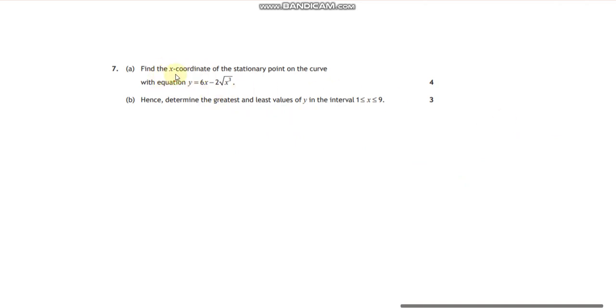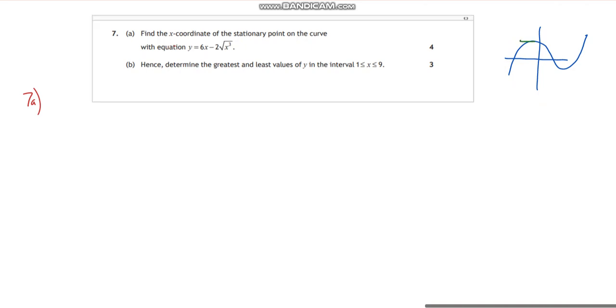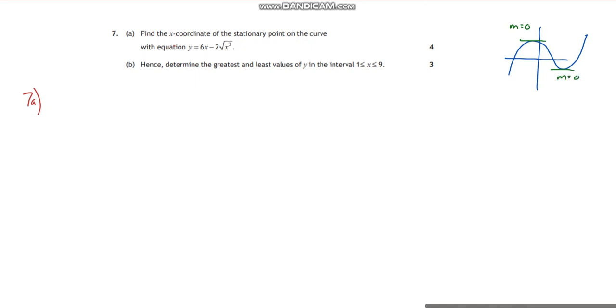So let's do the first one, the x-coordinate of the stationary point of the curve with this equation. When you see phrases like stationary point, you should be thinking to yourself differentiation, because if I've got a curve, there are various gradients. I've got positive, positive, positive, and then when you get to your stationary point, your gradient is equal to zero, a flat line, yeah? Gradient is equal to zero. Again, that's positive, positive, positive, negative, negative, negative, positive, positive, positive.